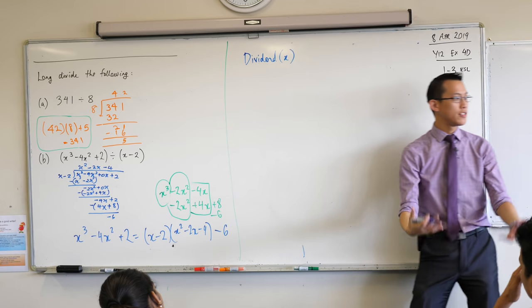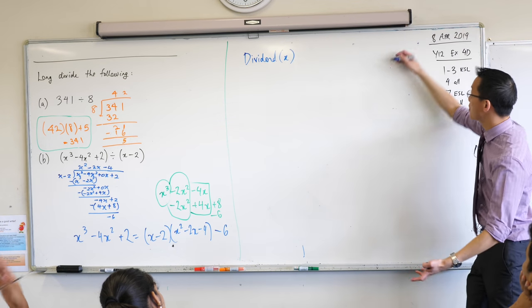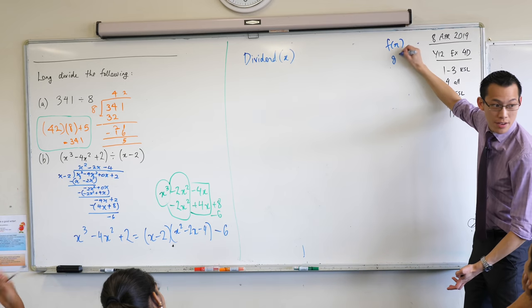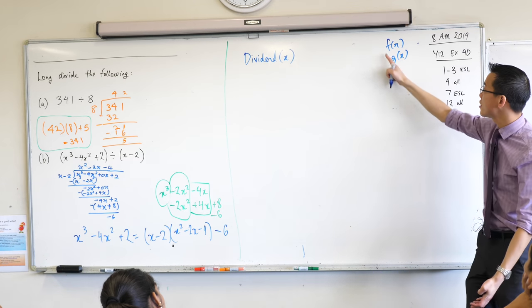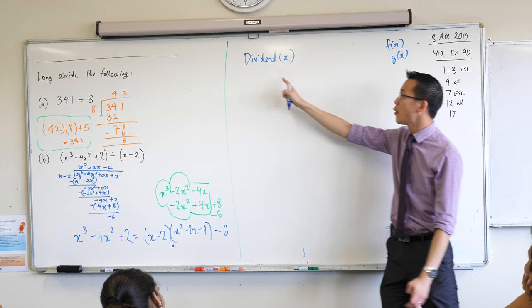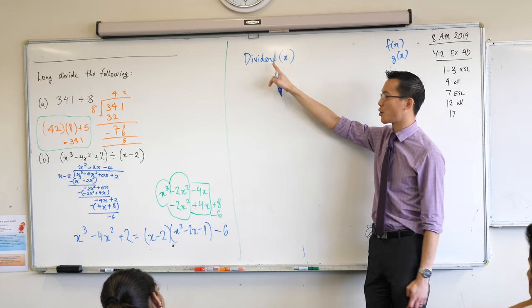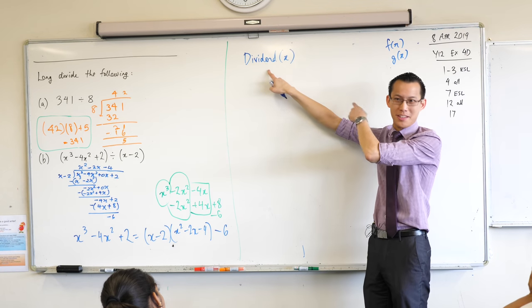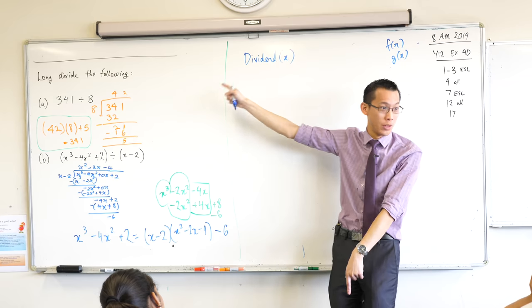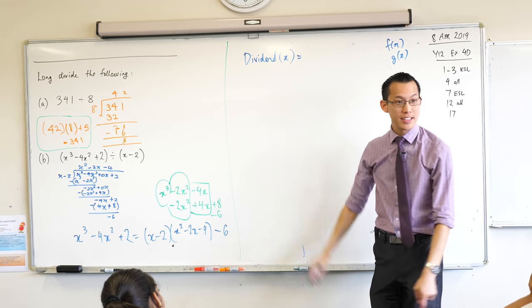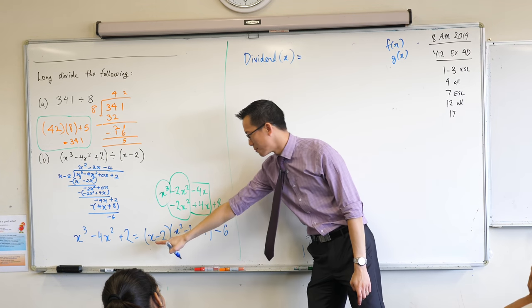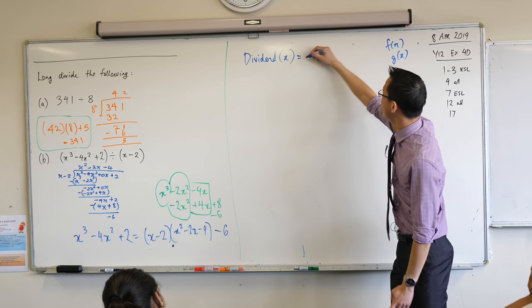Now, we've been in function notation, we've been used to calling things f of x or g of x or whatever of x, and they're just abbreviations, right? But the reason why I'm calling this by its full name is because I can't call it d, because I'm about to have something else that also starts with d, so I'm giving the full name, okay? The dividend is equal to, what do we got here? That's the divisor.